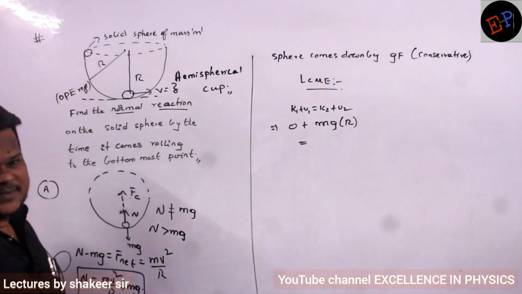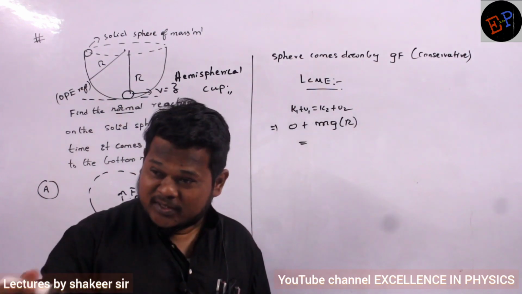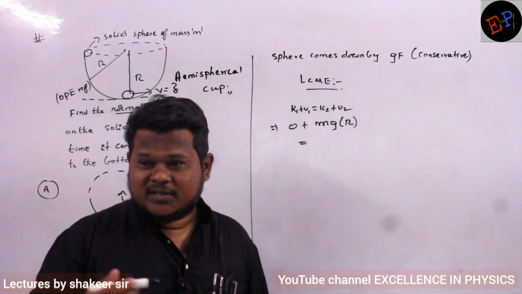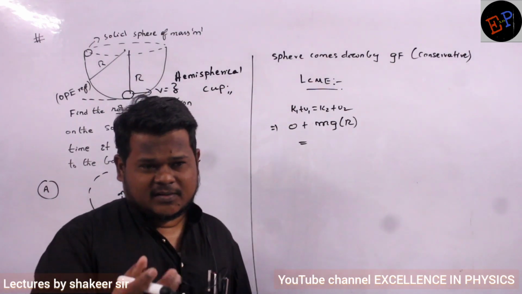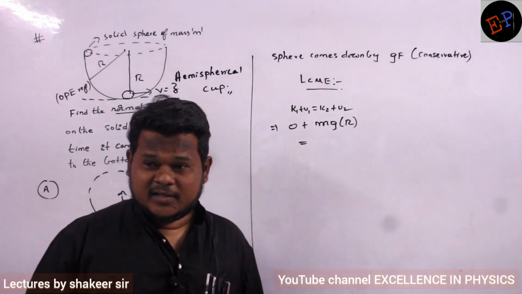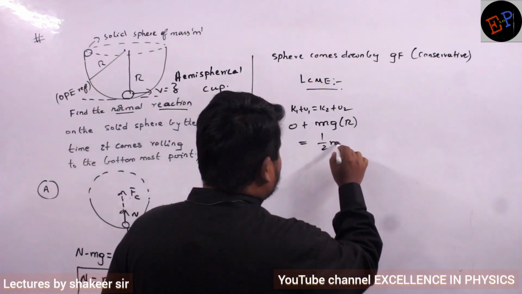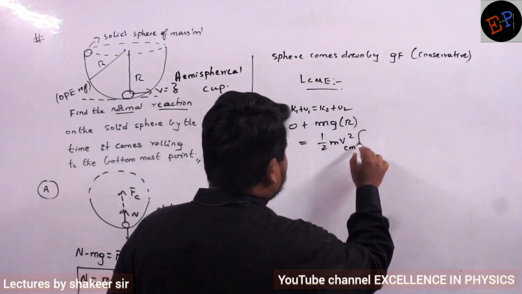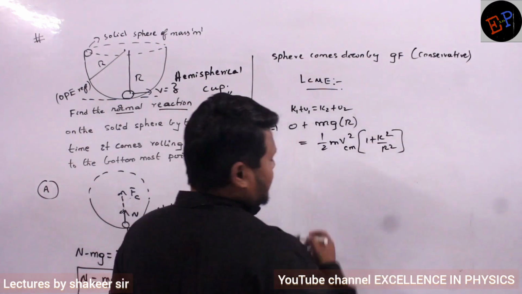Is it a point mass? Sphere is not a point mass, is it? It comes down rolling. Because it is rolling, it will have both rotational kinetic energy as well as translational kinetic energy. There are two kinetic energies. So what is the total kinetic energy? Yesterday we wrote half m v center of mass square multiplied by 1 plus k square divided by r square. This is the formula.